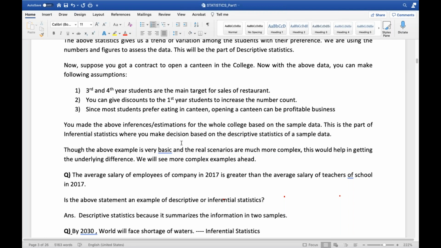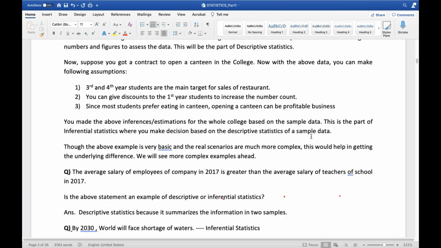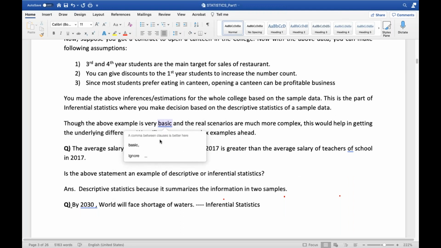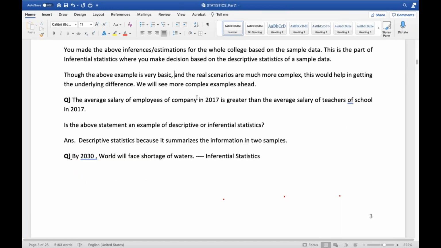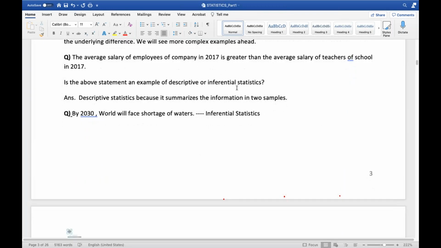Okay, so you made the above inferences and estimations for the whole college based upon the sample data. This is part of inferential statistics, which makes decisions based on the descriptive stats of the sample data, guys. Though the above example is very basic and real scenarios are much more complex, this helps in understanding the differences. We will see more examples in the next things.